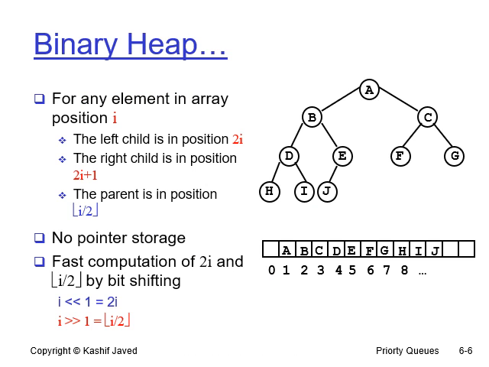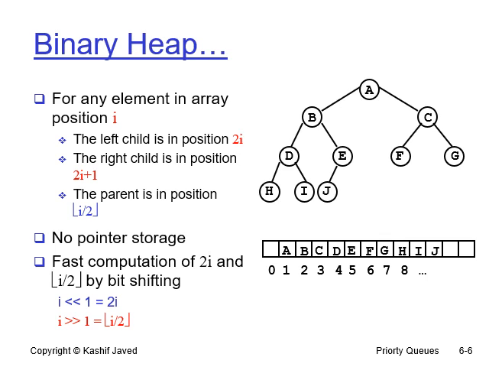Now, based on this structure property, for any element in array position i, the left child is in position 2i. For any element whose position is i, if you want to locate its left child, simply go to position 2i. And in case you want to locate its right child, go to 2i plus 1 and you can find its right child, right?